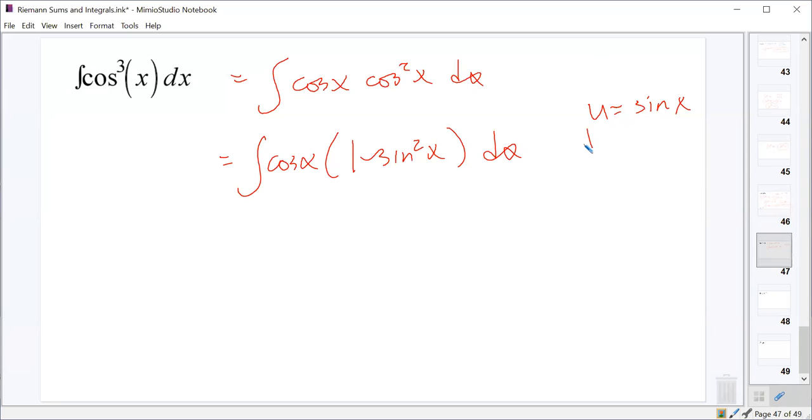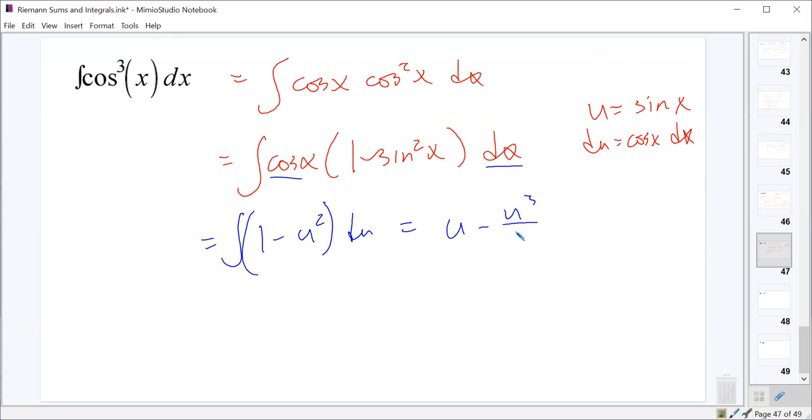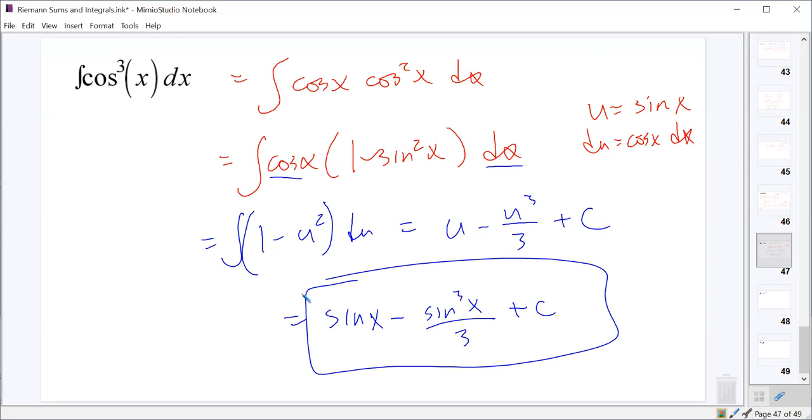But if u is sine x, then du is cosine x dx, which is already right there. So this just becomes an integral of 1 minus u squared du, and 1 minus u squared is very easy to integrate, right? u minus u cubed over 3 plus our constant, or sine x minus sine cubed x over 3 plus a constant. Good or no?